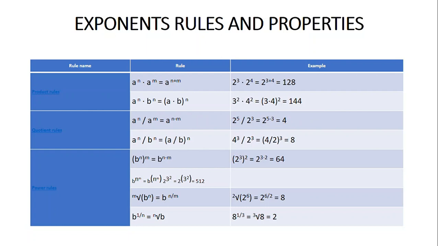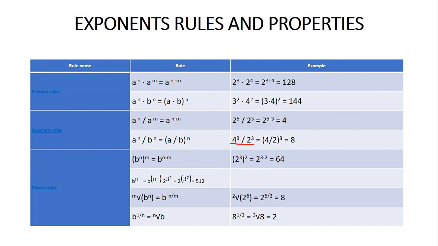A second case for the quotient rule, it's a division, and now, as you can see, we don't have the same bases, we have the same exponents. In that case, very similar to the second case for the product rule, you have to solve first the division and then apply the exponent. Then let's check the example.